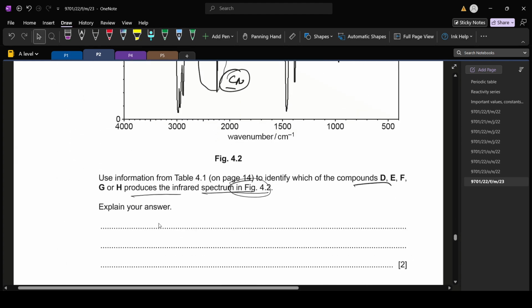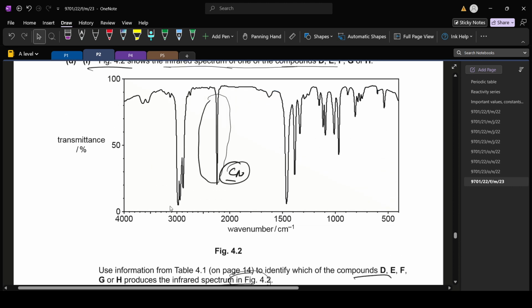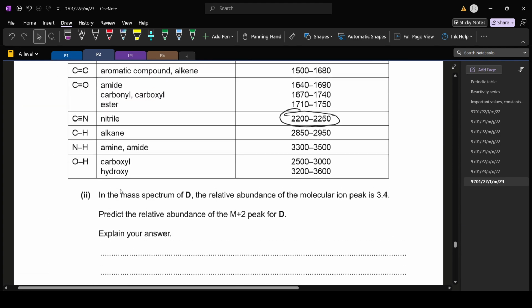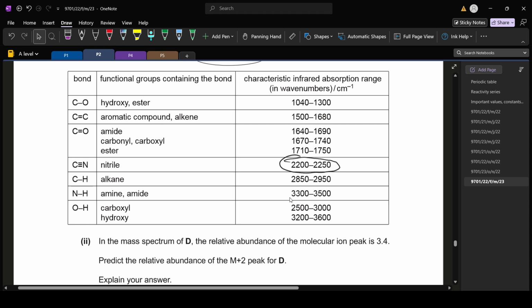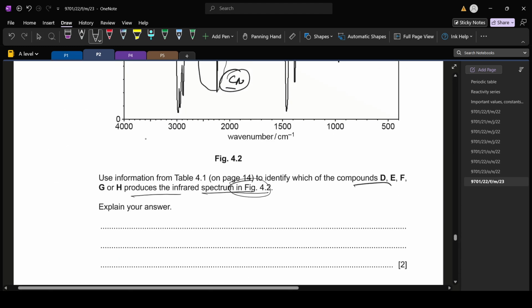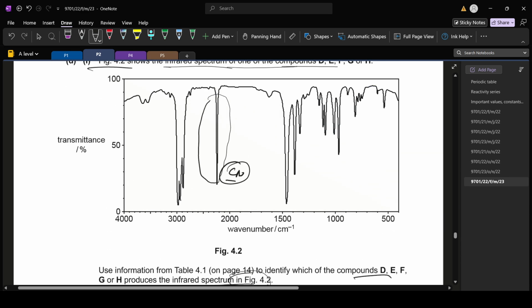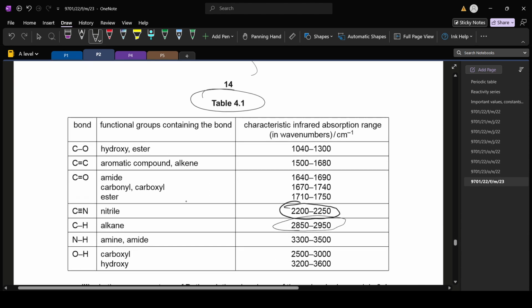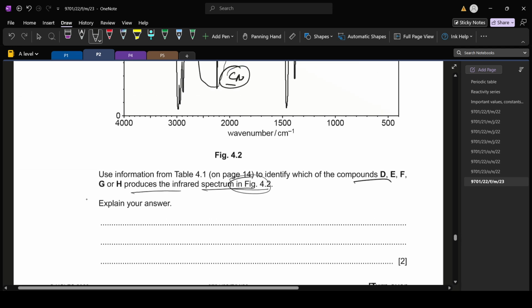You can also analyze this peak at 3000. This will be due to an alkane. This is below 3000, from 2800, so this must be due to the CH group. So this is actually G.